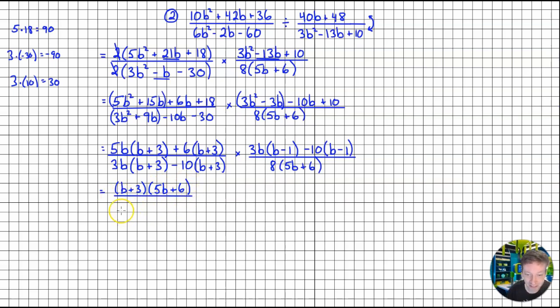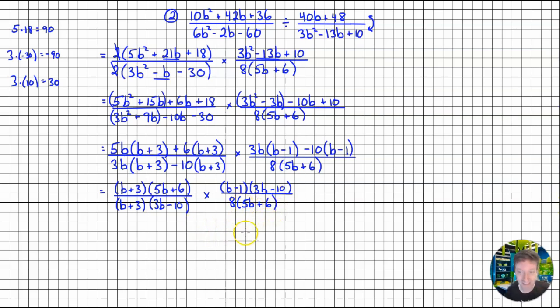Same for the denominator. We got b plus 3. We factor it out, we're left with 3b minus 10. Then we multiply. We have a common b minus 1, and then we're left with 3b minus 10. Then we can divide that by, we still have this 8 times 5b plus 6.